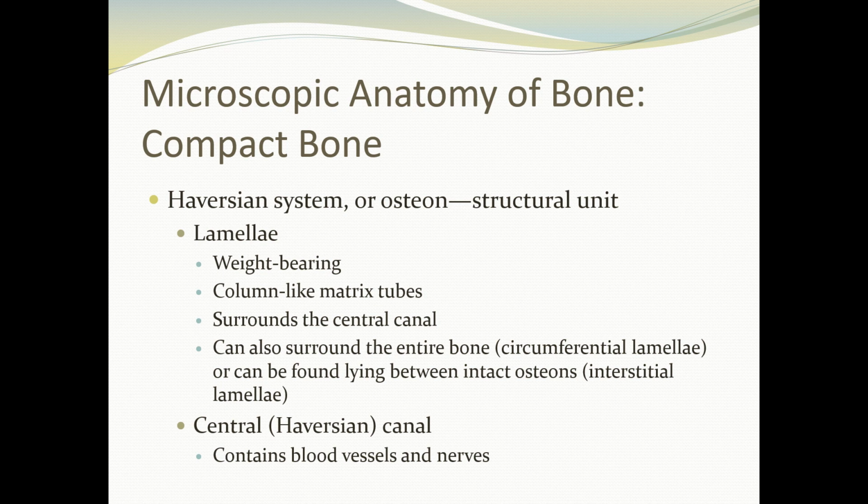Remember, the bone is very much alive. The lamellae can surround the entire bone as circumferential lamellae, or it can also be found lying between osteons, and that's called interstitial lamella. So basically, lamella are the sheets of bony tissue that form the osteons and all the structures that support them. And the central canal is located in the center of the osteon, and this is where blood vessels and nerves will travel throughout this otherwise impenetrable matrix.